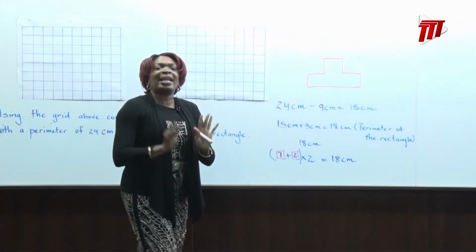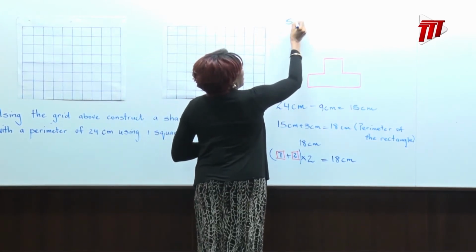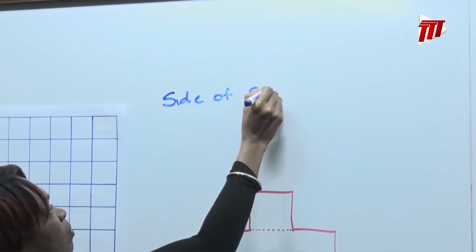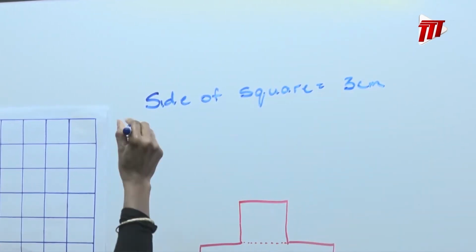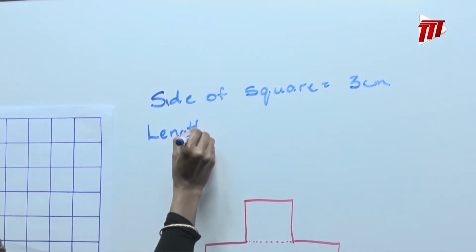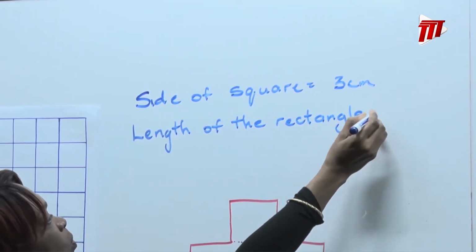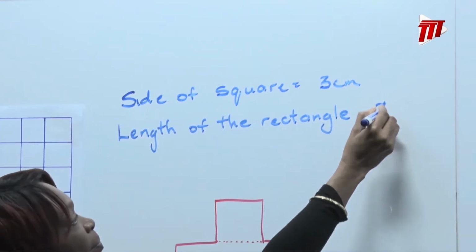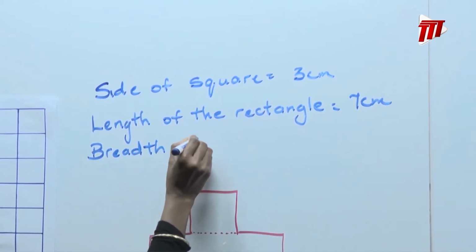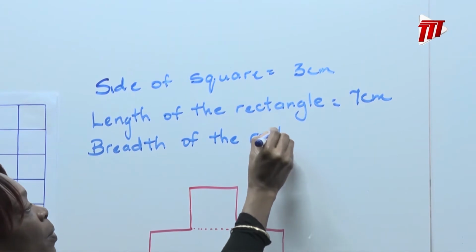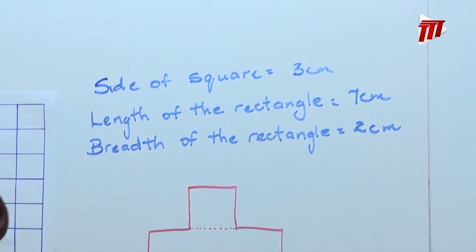So in other words, when I am going to draw my compound shape, I will remember that the side of the square will be 3 centimeters. Remember, we established that before. And the length of the rectangle will be what? What did we choose? 7 centimeters, agreed? And the breadth of the rectangle will be, what did we get? 2 centimeters. Boys and girls, are you with me?